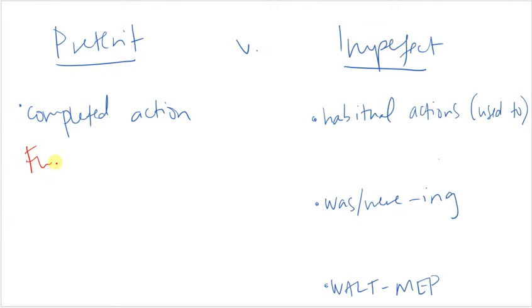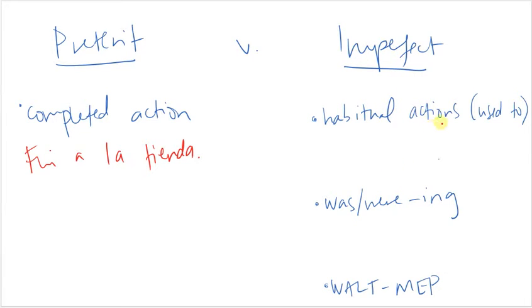For example, fui a la tienda. I went to the store. I know that it's over. I know that it happened. If there's something that happens between a specific period, so I did this one thing for an hour, or I did this for a week, because it's a specific period and I know that it's over, I'm going to use the preterite. For the imperfect, there are a few reasons.